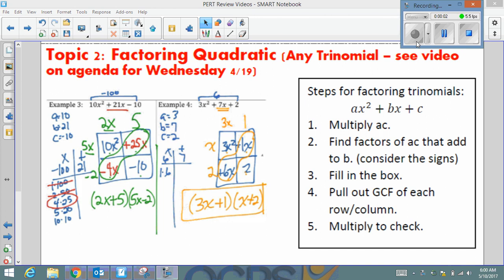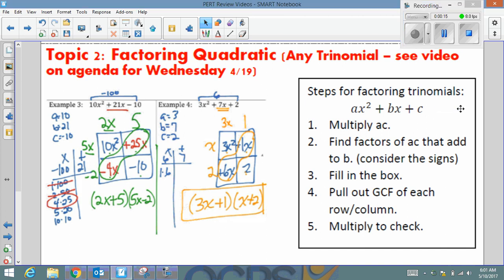In this video, we are going to review factoring quadratics for any trinomial, and in fact, we're also going to look at one of our special cases, difference of squares. So remember, for any trinomial in the form ax squared plus bx plus c, you can factor first by multiplying a times c, and then looking for factors of ac that add to b. Think about your signs. You're going to fill your terms into the box, pull the GCF out of each row and each column, and then do a quick multiply to check.